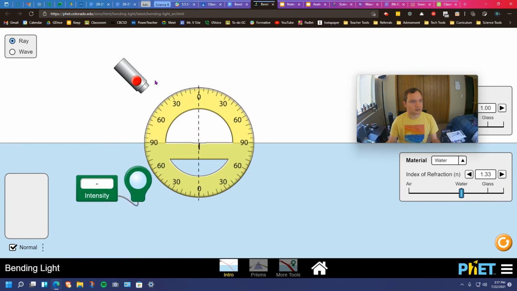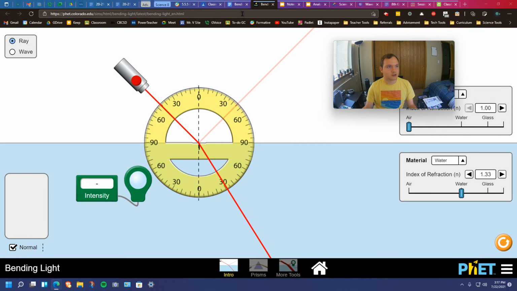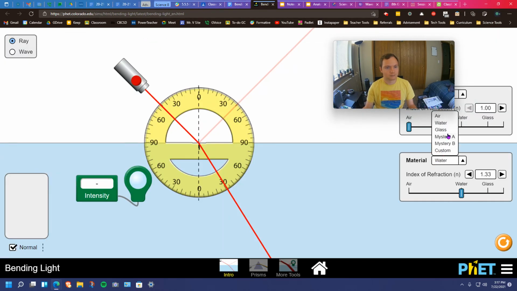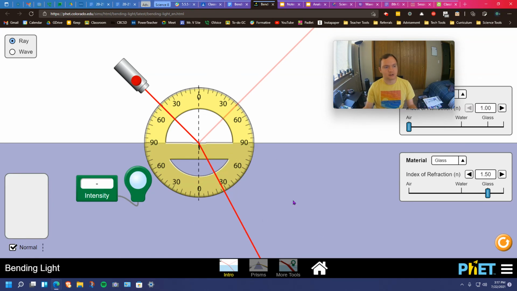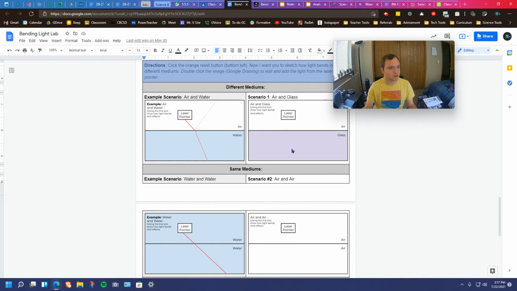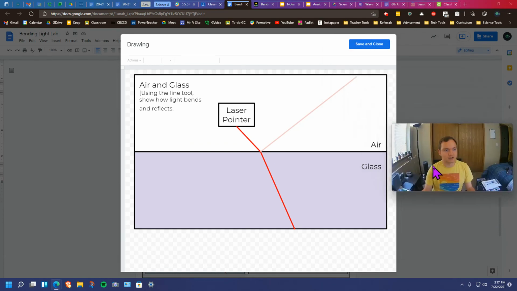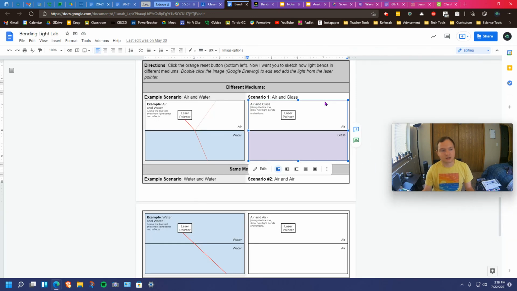Get out my light intensity, turn it on. All you're going to do is change the bottom one to glass instead of water. You'll see that changes a little bit of what's happening to how the light is bent. You're going to mimic that or draw that in this Google drawing here. Just like I've done here, you can add or draw those lasers by adding the line tool. You can change the color if you'd like. Other than that, you should be good to go.